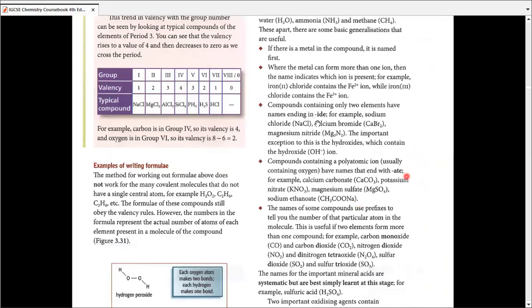Now, the only exception to this rule, in which we're not going to have 2 elements, we're going to have more, but the name would still end in IDE, is the hydroxide ion. Now, the hydroxide ion is this OH negative ion. When it combines, let's say, with sodium, this entire thing would become sodium hydroxide. All right. If you name that sodium oxygen hydride, that's wrong. Polyatomic ions have their specific names.